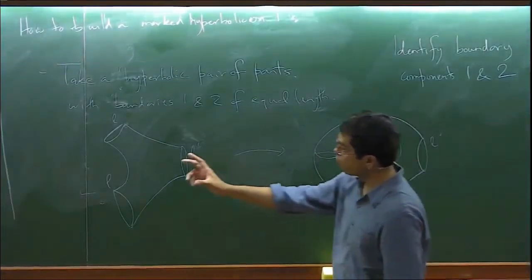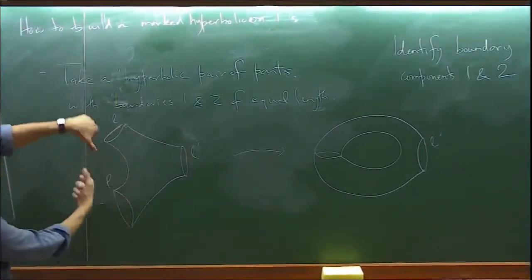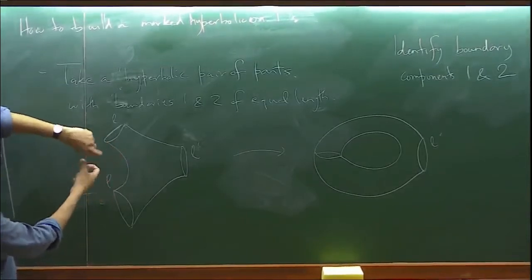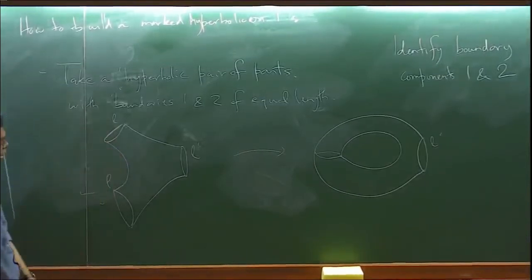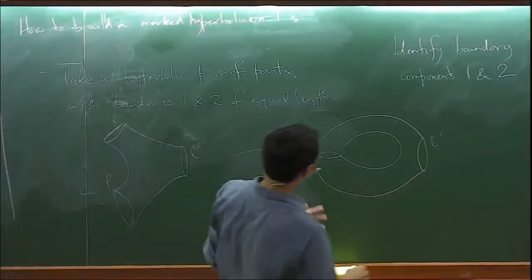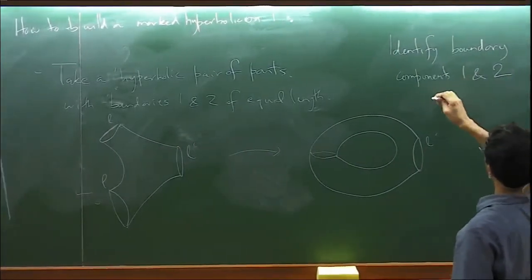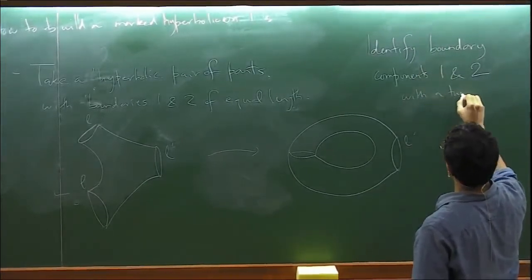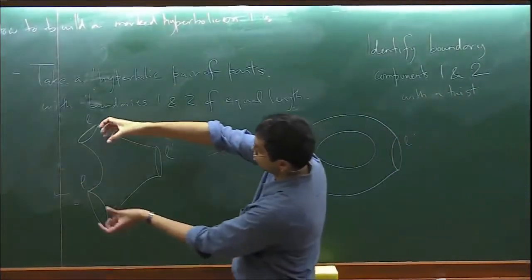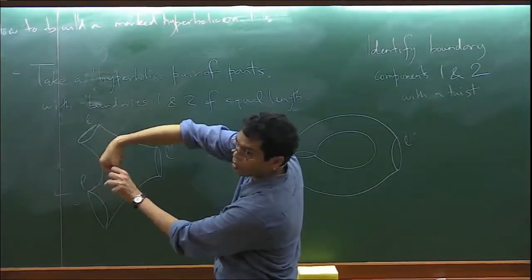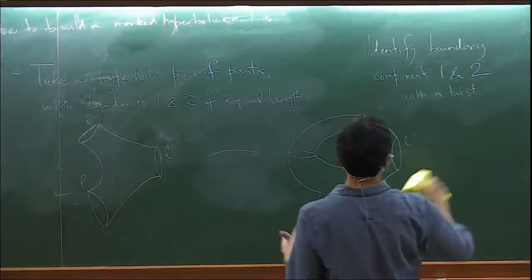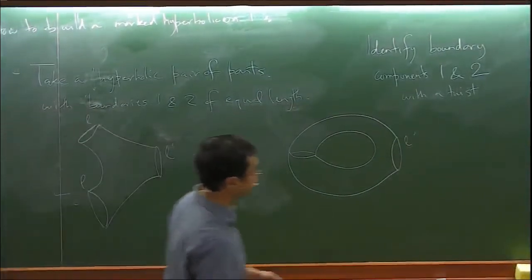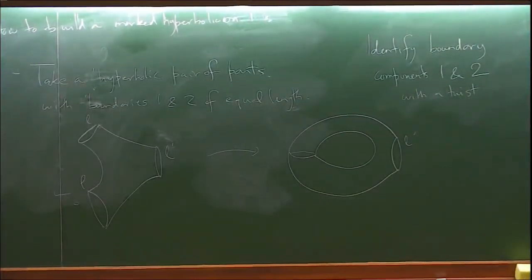Now, since you're gluing two circles of the same length, you have some freedom. Namely, you can rotate relative to each other before gluing. And so in this identification, you also have to specify a twist. So identify boundary components 1 and 2 with a twist. You're allowed to twist one boundary relative to the other when gluing. And this is something that you have to measure. So let me describe how to measure this twist.